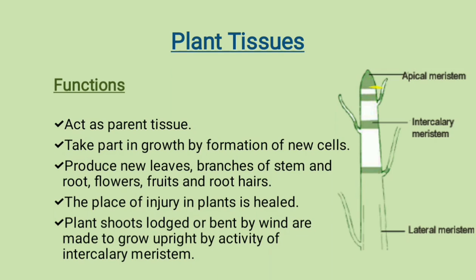Here, at the apex of root, stems and leaf, apical meristem tissues are present. The intercalary meristems are present here, at the internodes of the new branches as well as the leaves. Whereas the lateral tissues are found somewhere here.